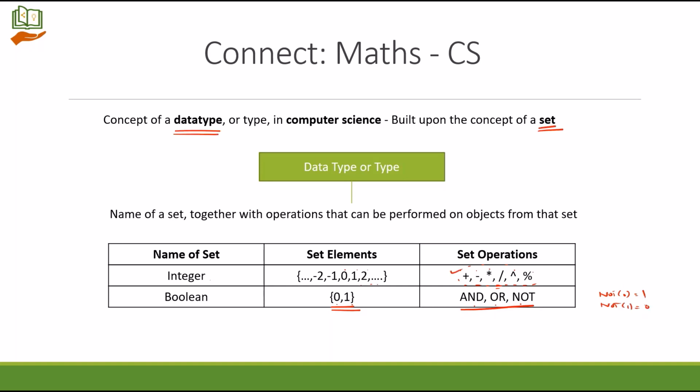So this data type concept in computer science is built upon the concept of sets. This sets concept from mathematics has given rise to the concept of data type in computer science. This is what I wanted to tell in a nutshell.